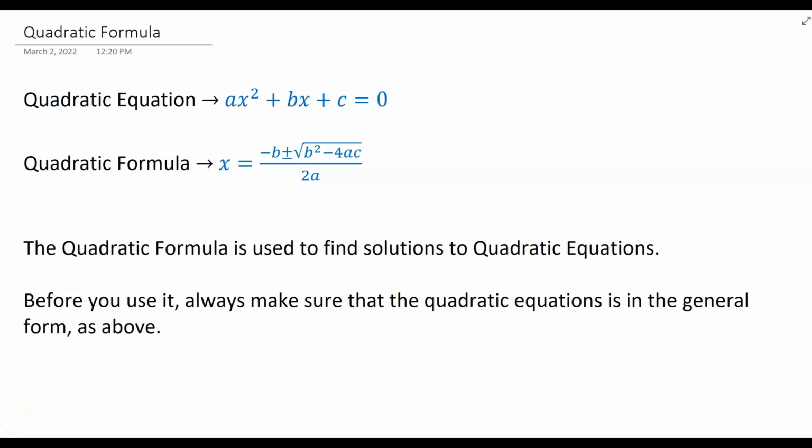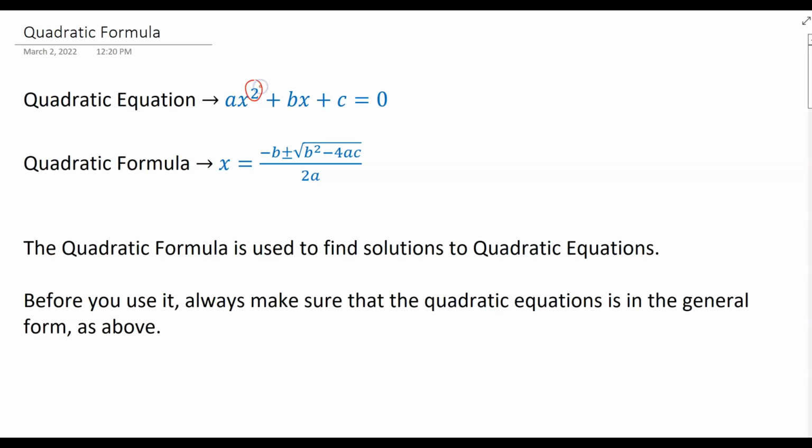In this video, we'll take a look at the quadratic formula. So the quadratic formula is used to find solutions to quadratic equations. First, you'll see on the screen here that I have a quadratic equation. Quadratic equations are equations in which the highest power of the variable is a 2.